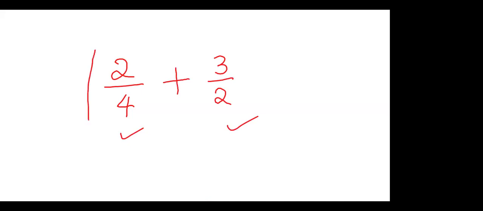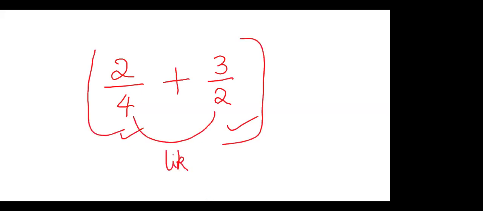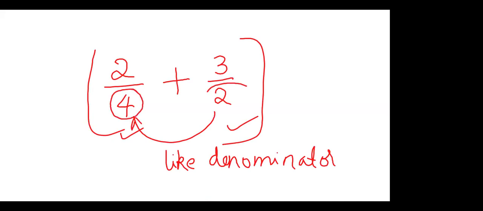To add up these fractions, what do we have to have? We have to have like denominators, right? We have to have like fractions. So how to make this into like fractions? We multiplied with something, right? If it is 4, then how can we convert this 2 into 4? We just have to do 2 into 2.